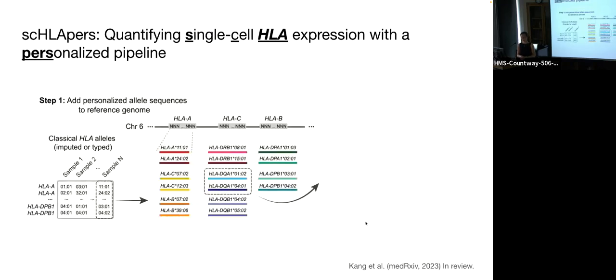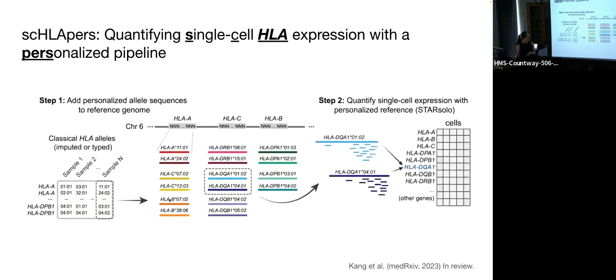To overcome this issue, we developed a new pipeline called single-cell HLA PAIRS, which stands for quantifying single-cell HLA expression with a personalized pipeline. The intuition for this method is that instead of using a single reference genome, we use personalized reference genomes, one for each individual. The way this works is we have already previously imputed the HLA alleles for each person, as I mentioned, and then we can go to a database of the sequence content for those alleles and add the sequences to the reference genome for each person, so each person gets their own personal reference genome. Then we align the reads for each person to their own reference. By doing this, the output of this tool is still a genes by cells matrix, except for the HLA genes, the estimates are more accurate than running a standard pipeline.